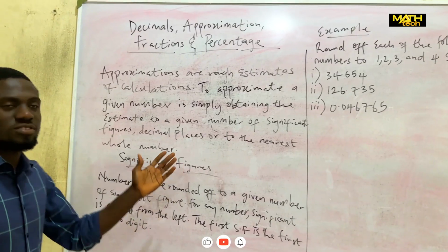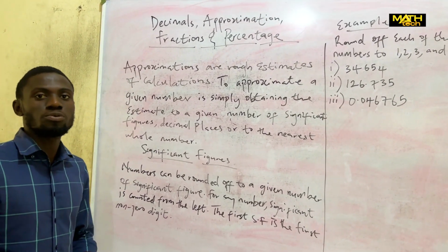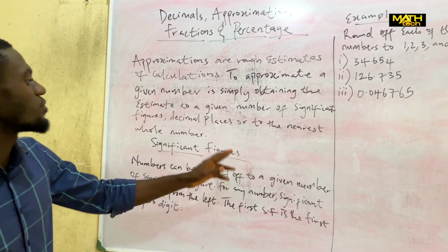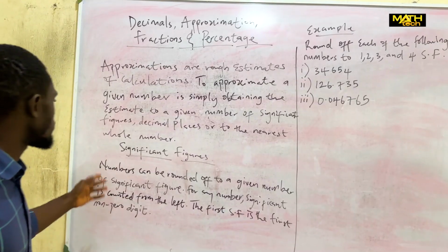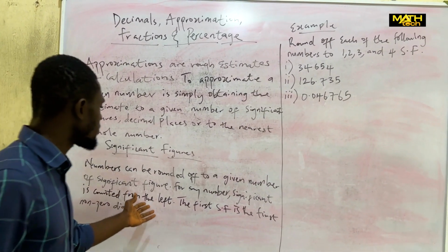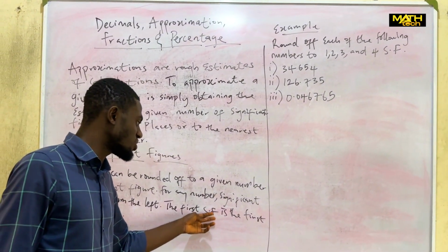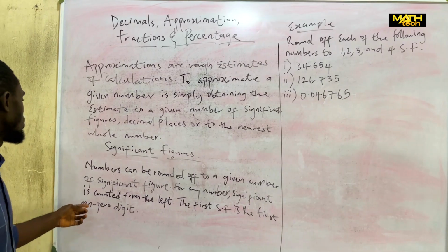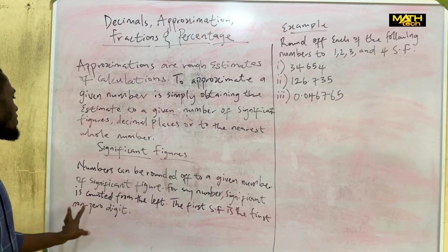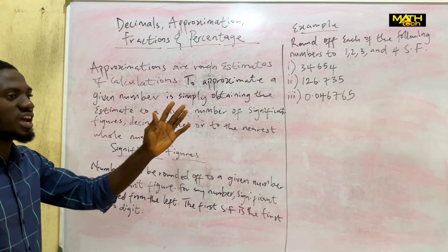So now we'll be talking about significant figure. Similar process, knowing when to round up and round off. That's what we'll be doing here. Now we say numbers can be rounded off to a given number of significant figures. For any number, significant figure is counted from the left. The first significant figure, which is SF, I have to use the abbreviation SF, is the first non-zero digit. The first significant figure is the first non-zero digit, which we'll also treat in the example now.